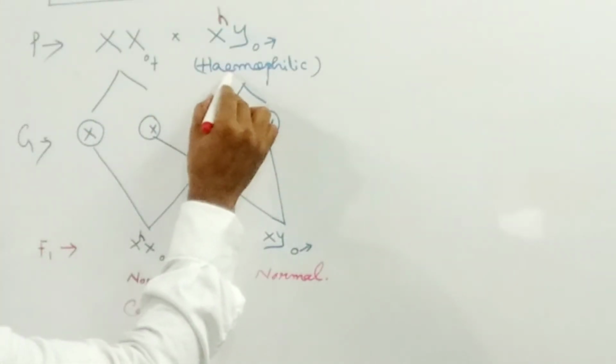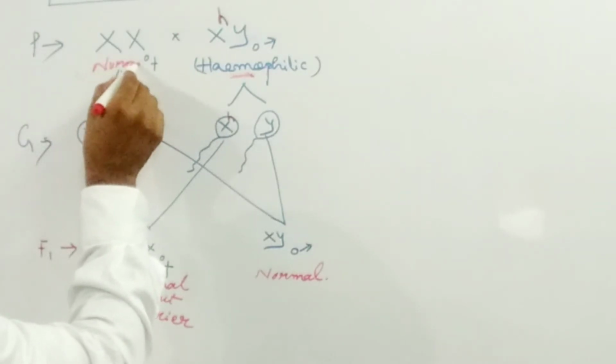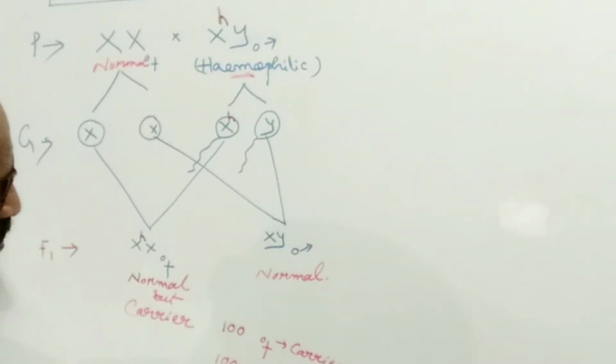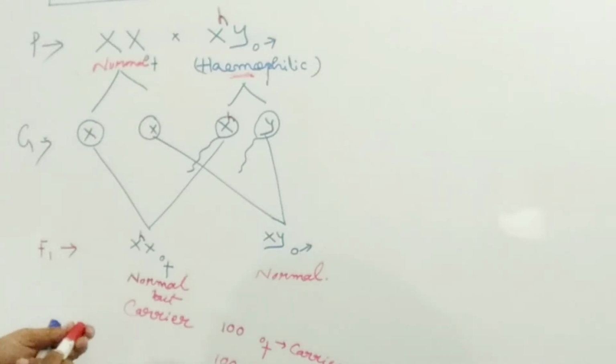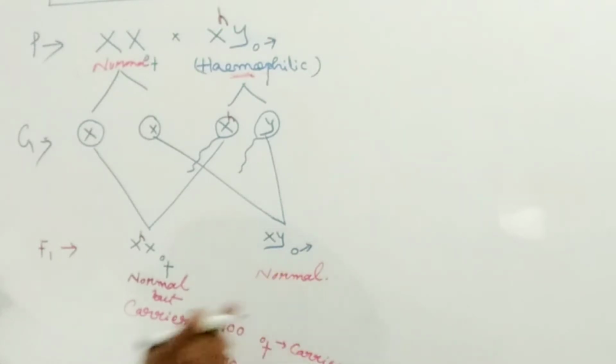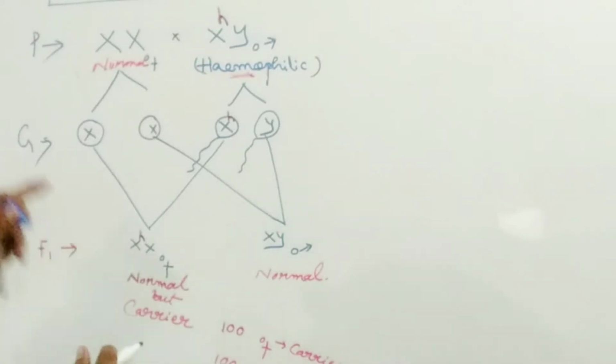If the marriage takes place between a hemophilic male and a normal female, then in the F1 generation all females will be carriers and all males will be normal. Or otherwise you can say 50% of children will be normal and the other 50% of children will be carrier but normal. So this is case 1.